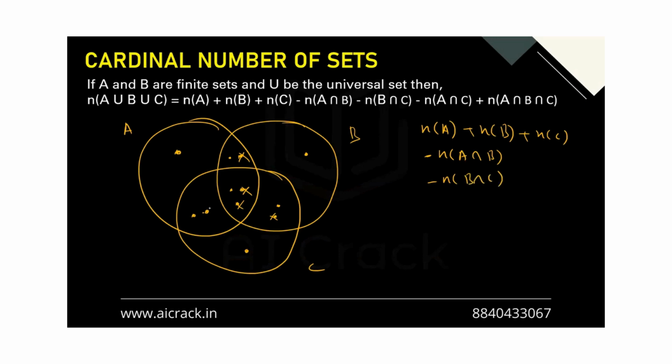If I have to remove this one and this one, in that case I'll be having minus n of A intersection C, right? Now, in this case, we have got a single dot in every place except this one. So I'll add one more dot over here. So basically getting n of A intersection B intersection C, right? So this is how our formula came for n of A union B union C. That is n(A) plus n(B) plus n(C) minus n(A union B) minus n(B union C) minus n(A union C) plus n(A intersection B intersection C), right?